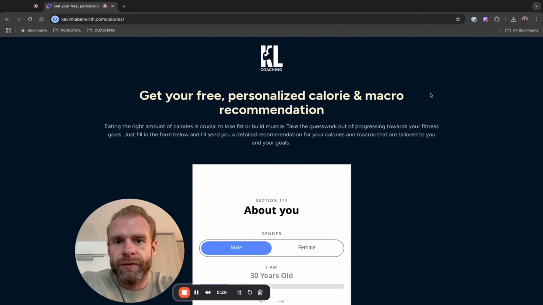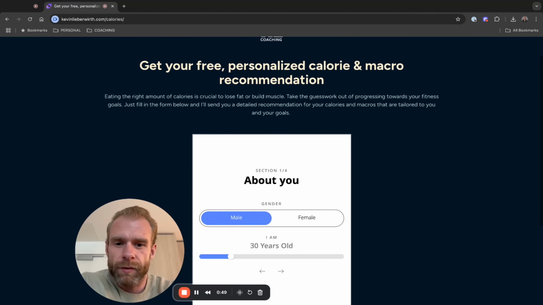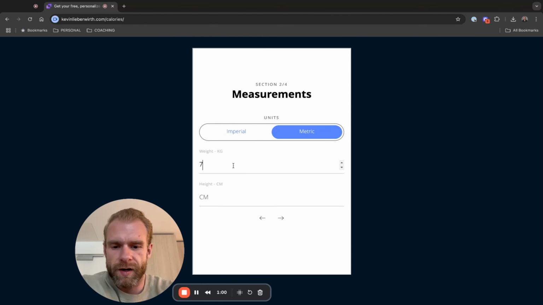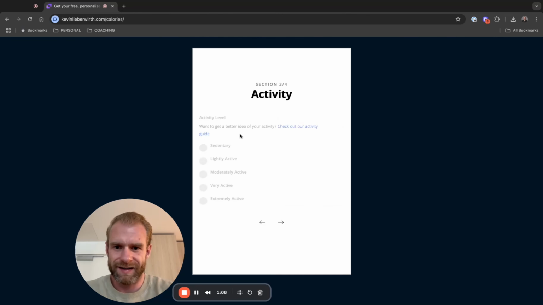There's multiple ways to do it, but in this scenario, I'm going to use a total daily energy expenditure calculator, a TDEE calculator, which I conveniently have a link to in the description below that you can use to get your total calorie target. It will ask you a few simple questions. Are you a male or a female? You put in your age, your weight and your height, and you fill in your activity level.